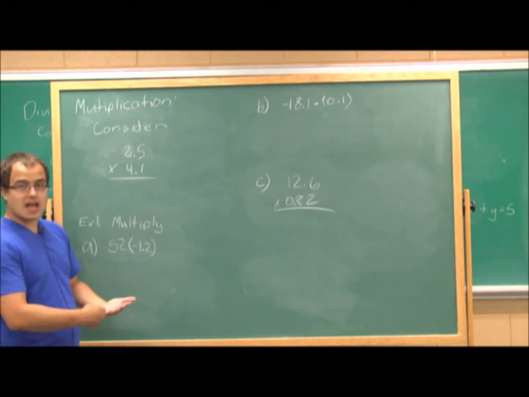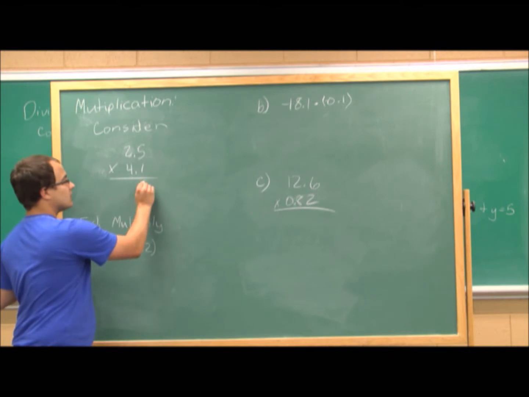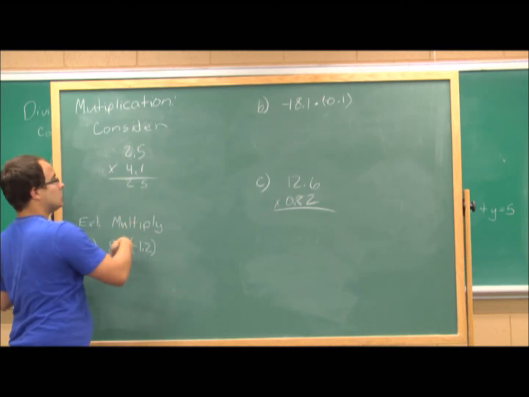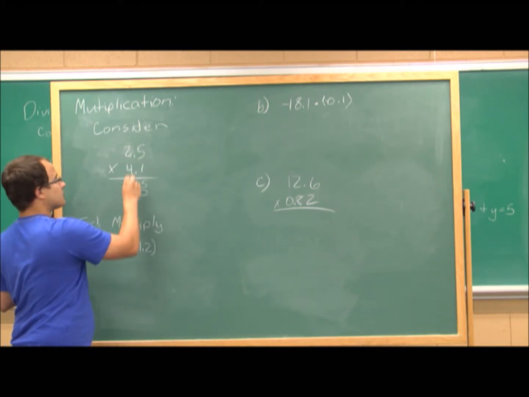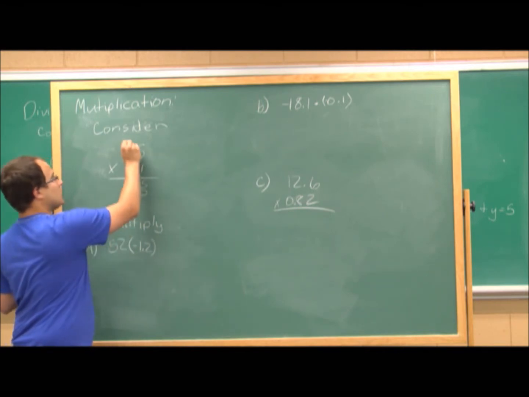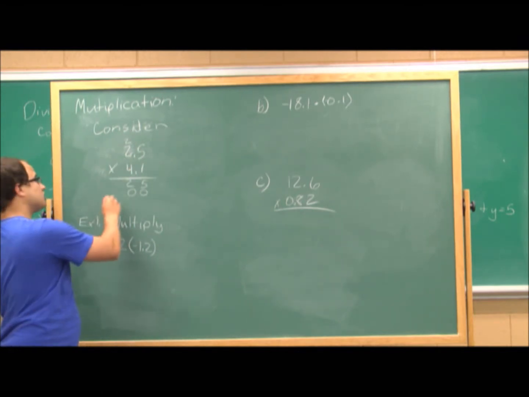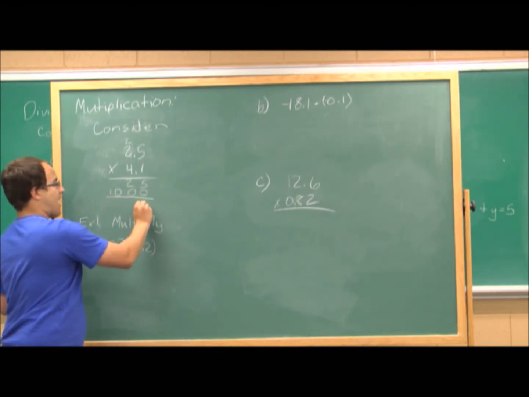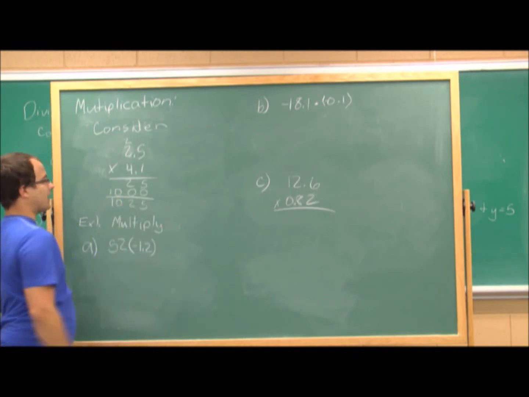So I'm going to multiply this as if it was just 25 times 41. So 1 times 5, 5. 1 times 2, 2. Then I put a placeholder 0. 4 times 5, 20. Carry the 2. 4 times 2 is 8, plus 2 is 10. Add it together, 5, 2, 0, 1.